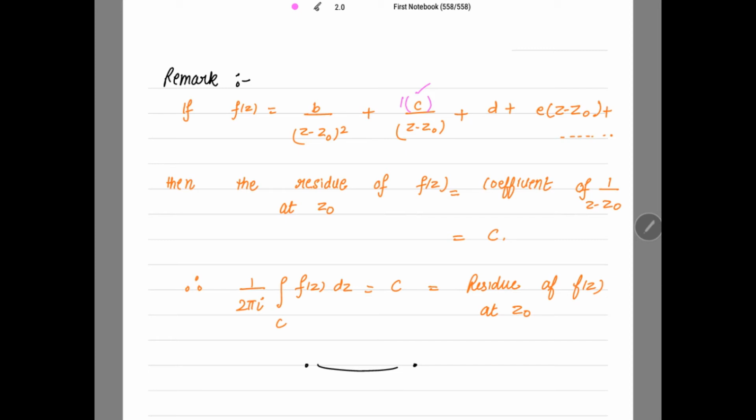So this completes this video. Next time we will be starting Cauchy residue theorem. Get ready for that. Do revise these concepts. These are very helpful in NET exams.